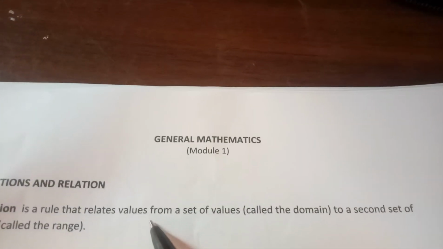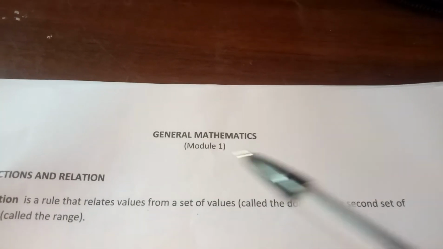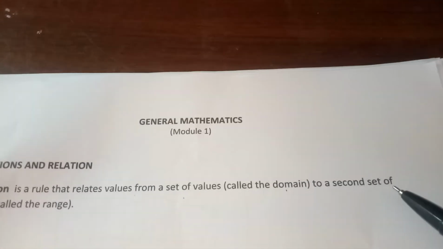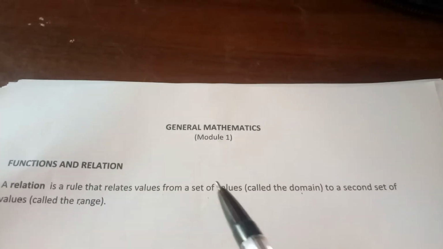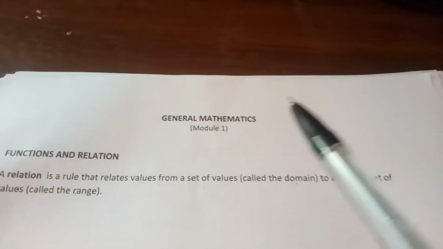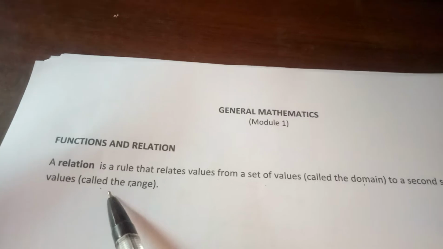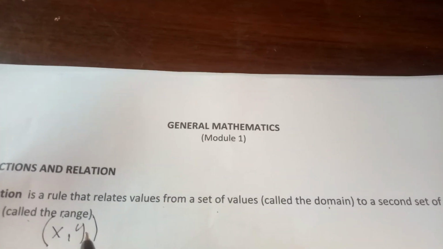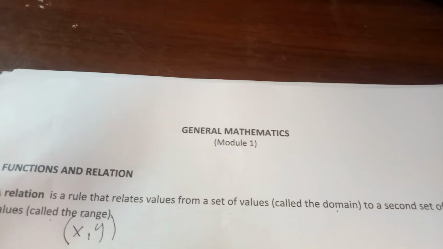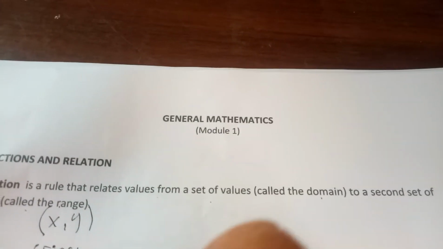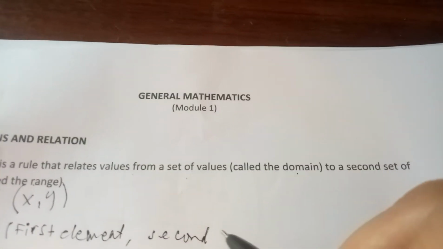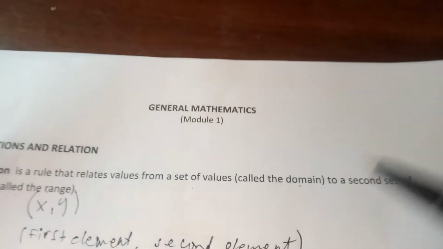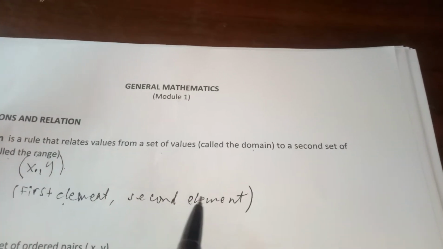range. Meaning, when we say from a set, this is the first set, which is called the domain, to the second set, which is called the range. Values from the first set to the values of the second set, so from domain to range. Example, this is an ordered pair xy. X is the first element, y is the second element.